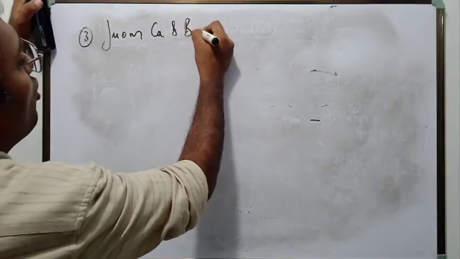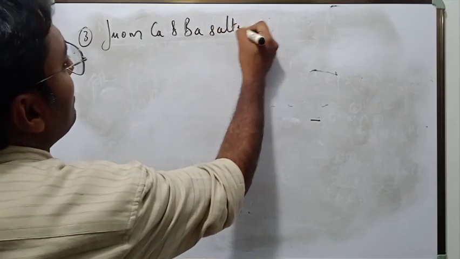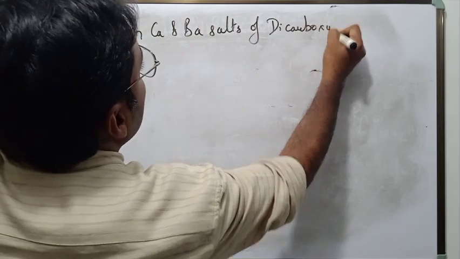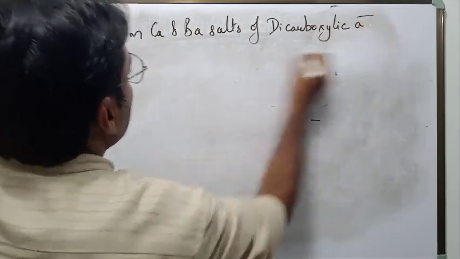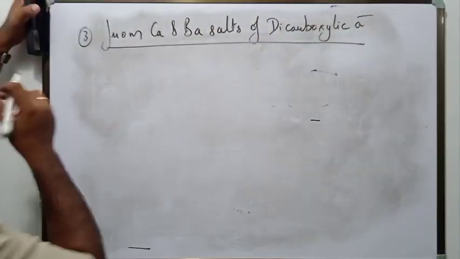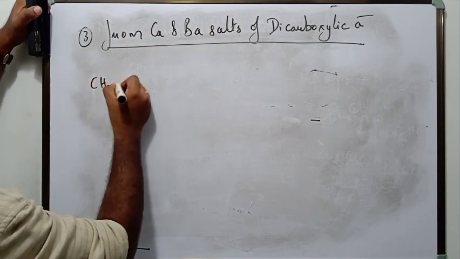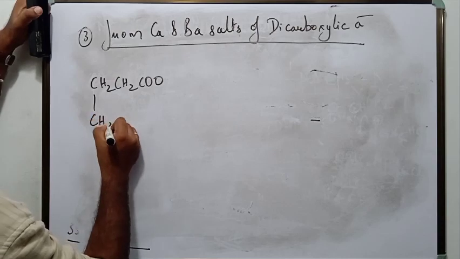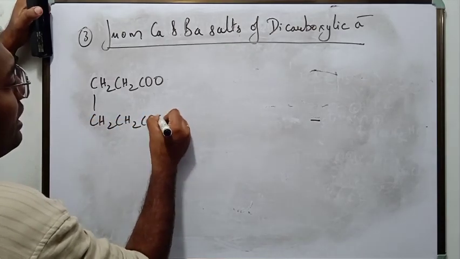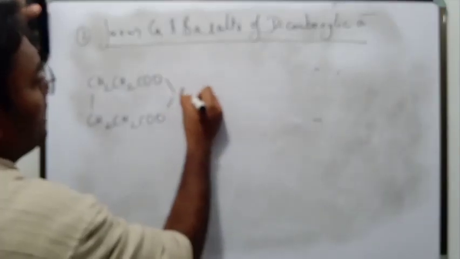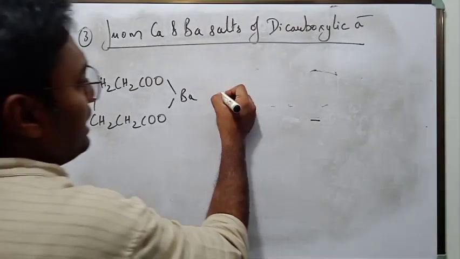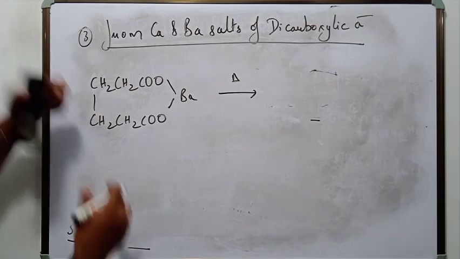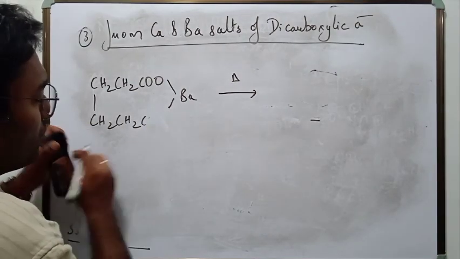of dicarboxylic acids. From calcium and barium salts of dicarboxylic acids, let us see what it is. So for this I take adipic acid. This is adipic acid. I take the barium salt of adipic acid. I heat it. So when I heat it, CO2 goes from here.